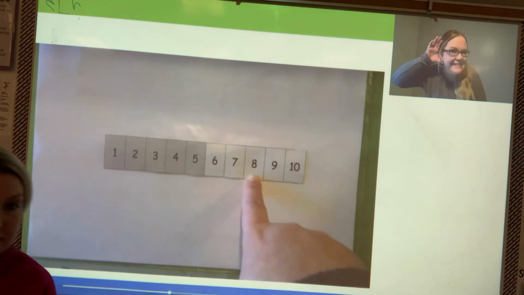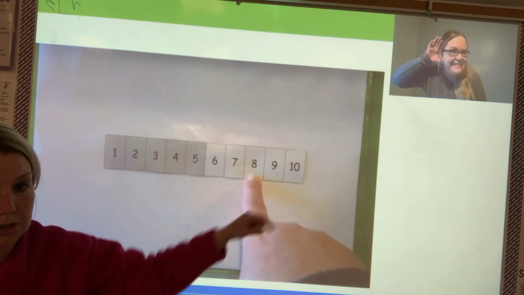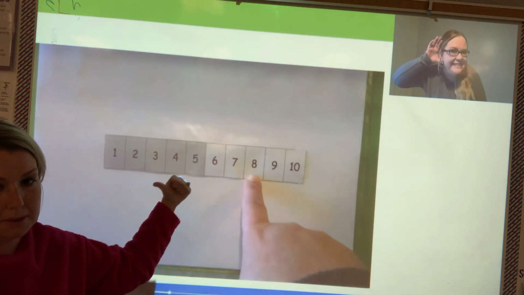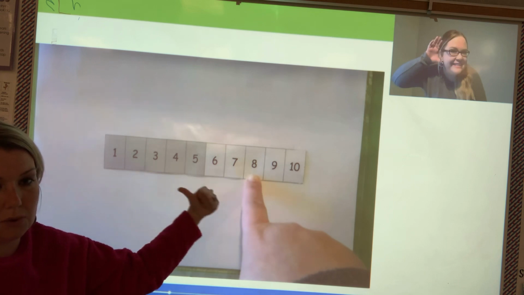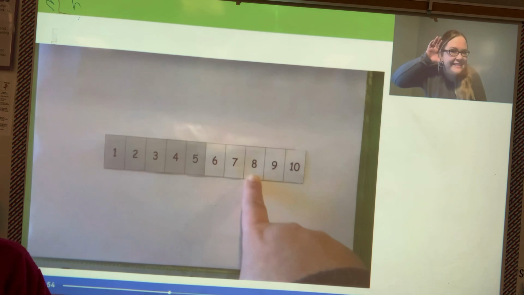Okay, Anya says since when we were adding, you always go forward, she thinks when we're taking away, we come backwards. We're gonna go backwards behind in our number path. Let's see what Ms. Hawkins says.